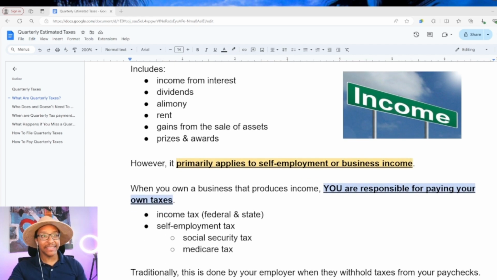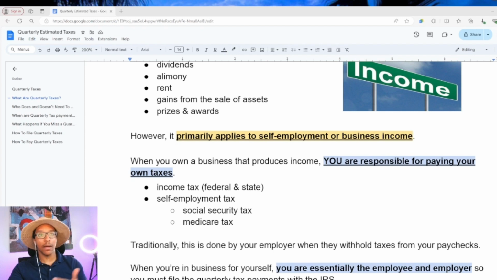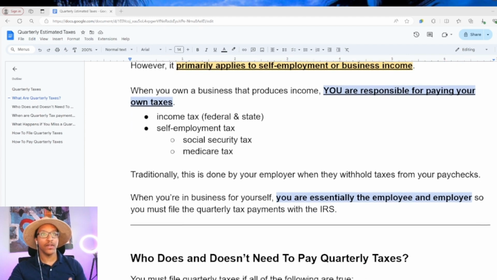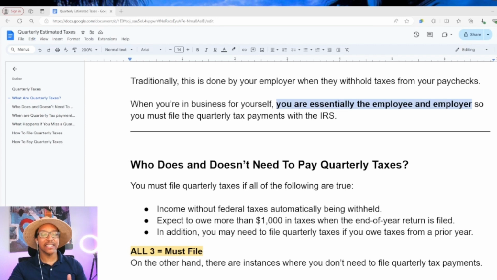When you own a business that produces income, you are responsible for paying your own taxes. That income tax, federal and state, you handle that. Self-employment tax, Social Security tax, Medicare tax, that is all handled by you. Traditionally, this is done by your employer because they will withhold taxes from your paychecks. But when you are in business for yourself, you are essentially the employer and the employee. So you must file the quarterly taxes with the IRS yourself.